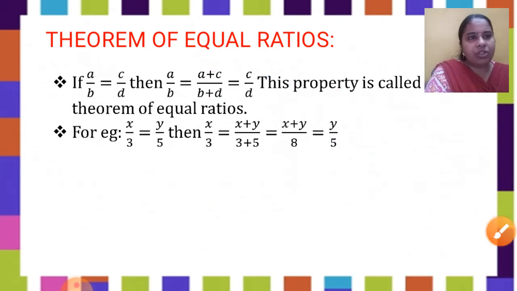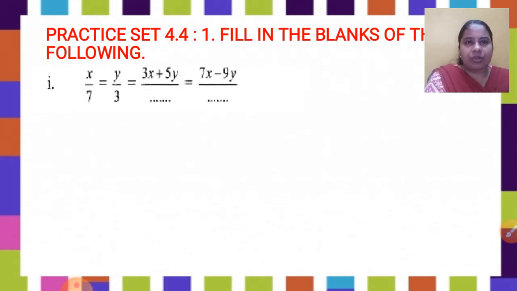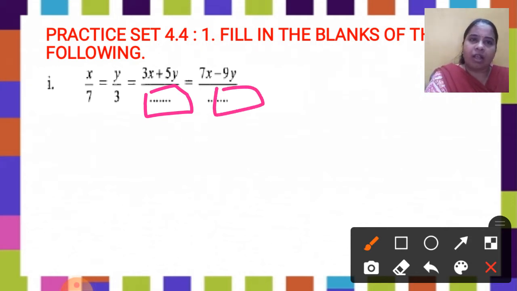Based on this we are going to solve practice set 4.4. Okay, first question, fill in the blanks. Now this is like an activity question, just have a look here. x upon 7 is equal to y upon 3. The question asked is, then (3x plus 5y) upon a box here, what should come here? And (7x minus 9y) upon what should come here? These are the two things that they are asking us.